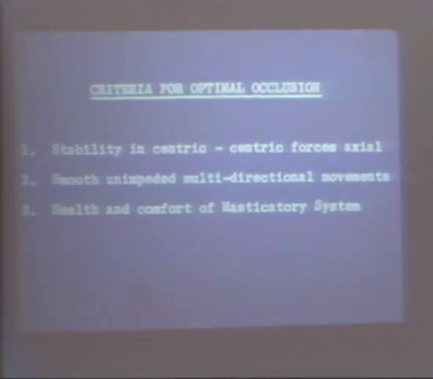In this regard, let me say that whenever you do a restoration for a patient, the occlusion, if it is done properly, will be comfortable. There is no reason why an inlay, a crown, a bridge, or what have you, should be put in temporarily, hoping that the patient will become accustomed to it and become comfortable. If the patient is not comfortable with a restoration, this should be a sign to you that the occlusion has not been done properly.